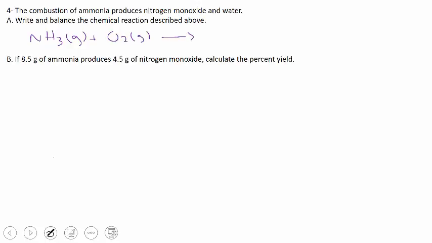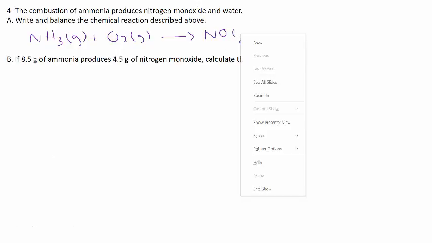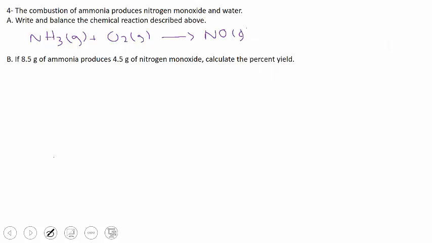And from this reaction, it tells us that nitrogen monoxide and water is formed. Now to balance this, you're going to need to have 4 ammonia, 5 oxygen, 4 nitrogen monoxide, and 6 water.